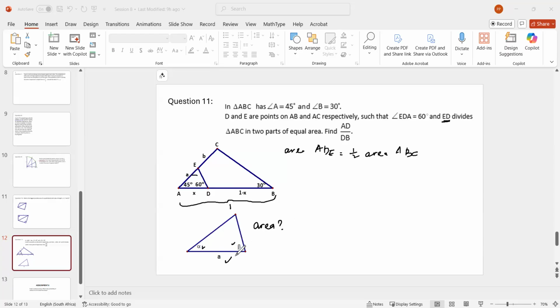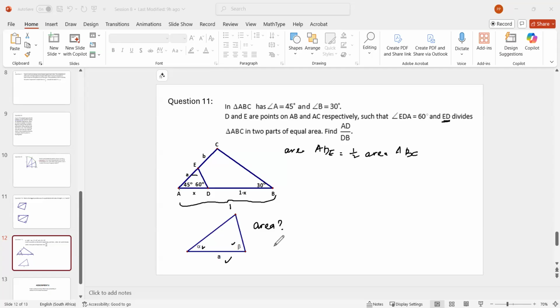We don't have a formula for that. So I said, let's try to find a formula for that, because the same thing applies to the large triangle, area of ABC. I know this is 1, the whole thing is 1, and there's 45 and there's 30 here. So it's the same formula. Whatever formula I get, I've got 2 angles and a side in the large triangle, and I've got 2 angles and a side in the bottom triangle.